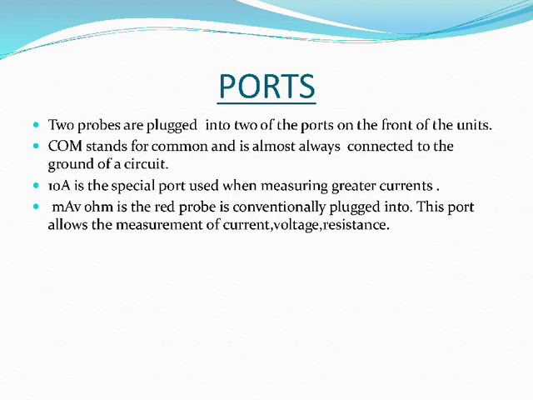Ports. Two probes are plugged into two of the ports on the front of the unit. COM stands for common and it is always connected to the ground of a circuit. 10 ampere is the special port used when measuring greater currents, and milliampere ohm is where the red probe is conventionally plugged into. This port allows the measurement of current, voltage and resistance.